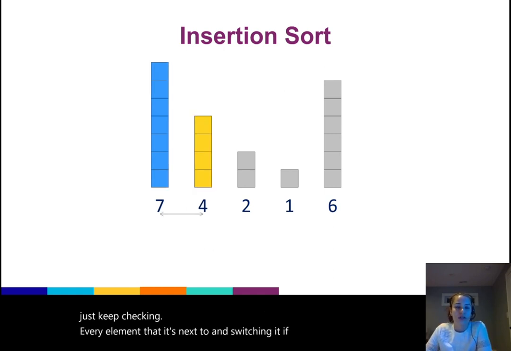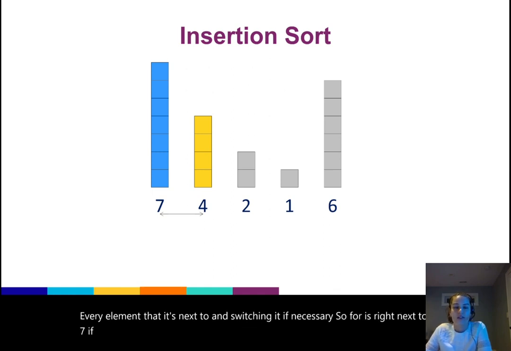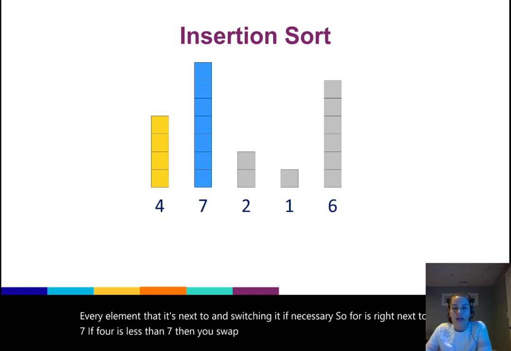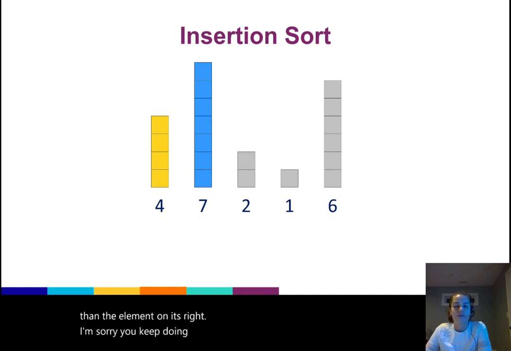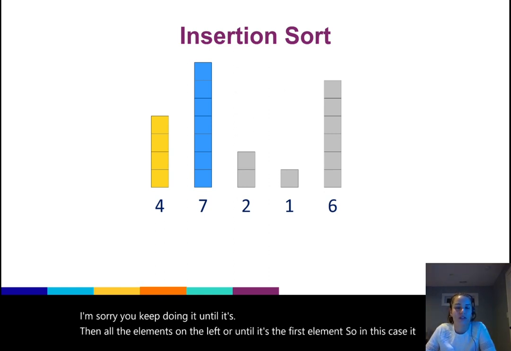So 4 is right next to 7. If 4 is less than 7, then you swap it. And you keep doing that until it's bigger than all the elements on the left, or until it's the first element. So in this case it stopped because it reached the front.